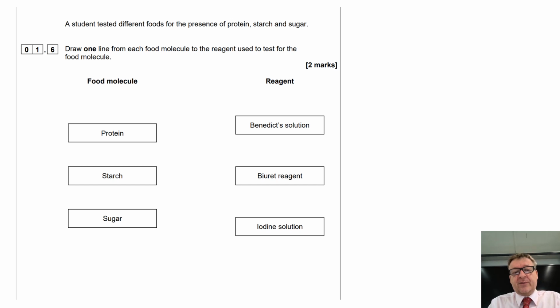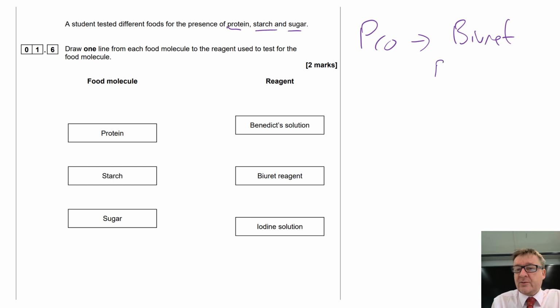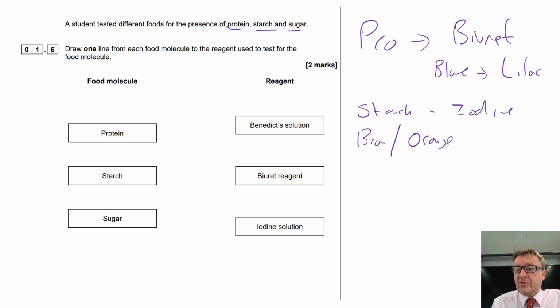A student tested different foods for the presence of protein, starch, and sugar. Protein is Biuret, and what it does, it goes blue to a lovely lilac-y colour, a bit like this colour, except maybe a paler version. Starch test is iodine, and that goes from an orangey brown colour to blue-black. I don't know why it says blue-black, it just looks like black to me, but if the syllabus says blue-black, you write blue-black.